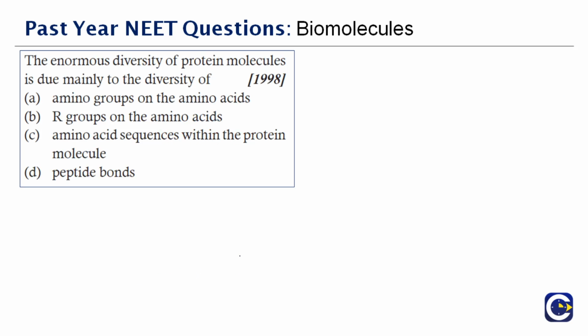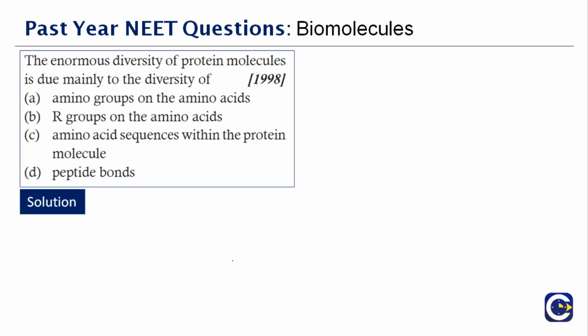Next question here. This question asked in the year 1998. The enormous diversity of protein molecules is due mainly to the diversity of dash. Okay, this is an easy question for you. They're asking us about the protein molecules here, and on what basis the diversity is dependent, right? The enormous diversity of protein molecules is due mainly to the diversity of amino acid sequence within the protein molecules.